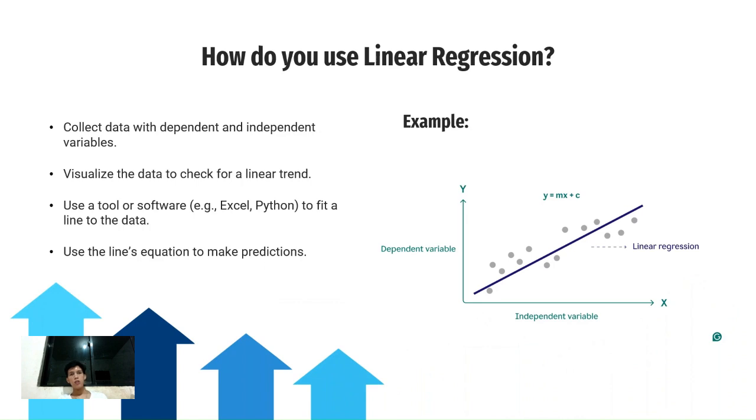So how do you use linear regression? We collect data with dependent and independent variables. First, we visualize the data to check for a linear trend. We use a tool or software, for example, Excel or Python. Python is included because it has a library which you can use to run regressions to check data. Then we fit a line to the data and use the line's equation to make predictions.